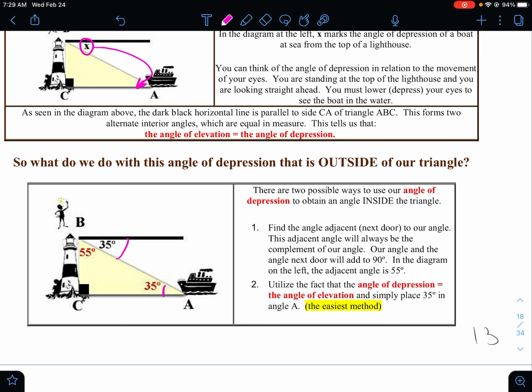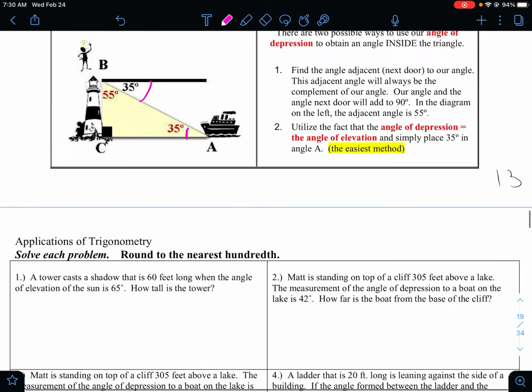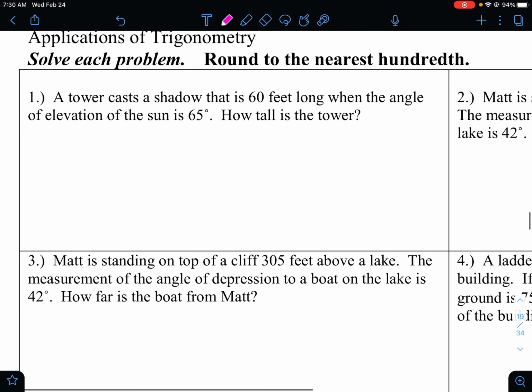All right, I feel like we could sit here all day and talk about definitions, but I think really doing the problems is what's going to help, and then we'll refer back to these images as we do the problems. So for number one, it says, a tower casts a shadow that is 60 feet long when the angle of elevation of the sun is 65 degrees. How tall is the tower?